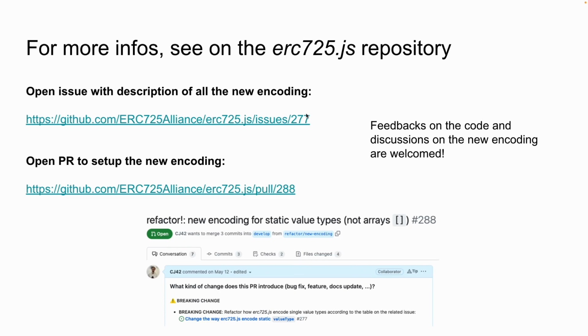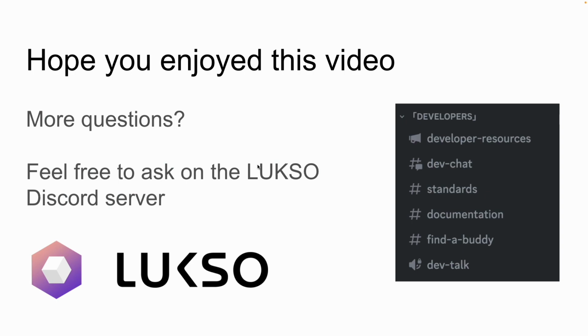And if you're interested to learn more about the encoding of LSP2 for static types, you can look at the ERC725JS repo, either on this issue number with all the details or on this pull request. Any feedback is welcome, and any discussion around the static types is welcome. And I hope you enjoyed this video about the LSP2 encoding for static types.